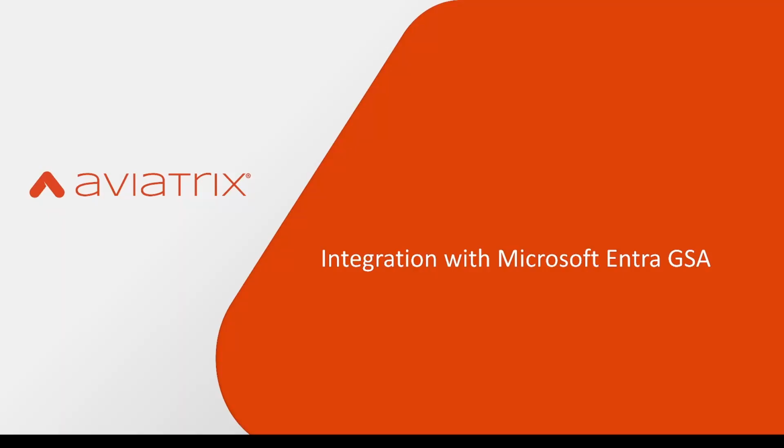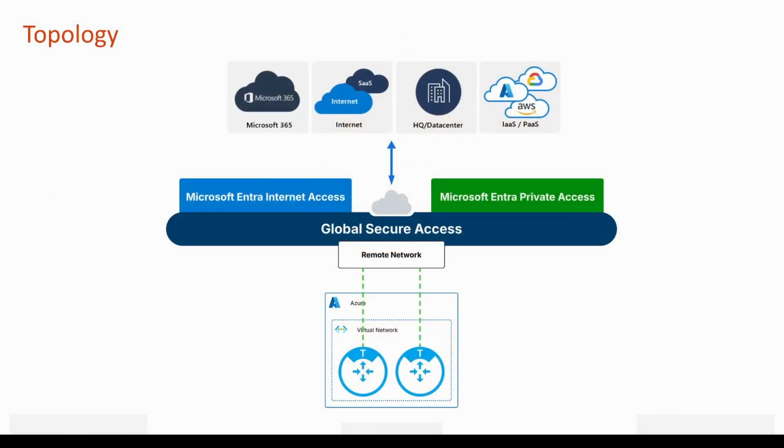In this video, I'm going to demonstrate how Aviatrix integrates with Microsoft Entra GSA. Here you can see the topology that we'll be deploying. We have Microsoft Entra GSA, Global Secure Access, that provides us with access to services like Microsoft 365, the internet, potentially private resources like our headquarters or data center, and other IaaS and PaaS services.